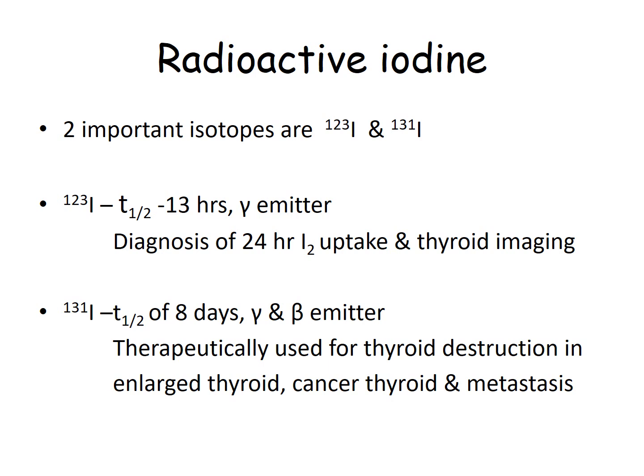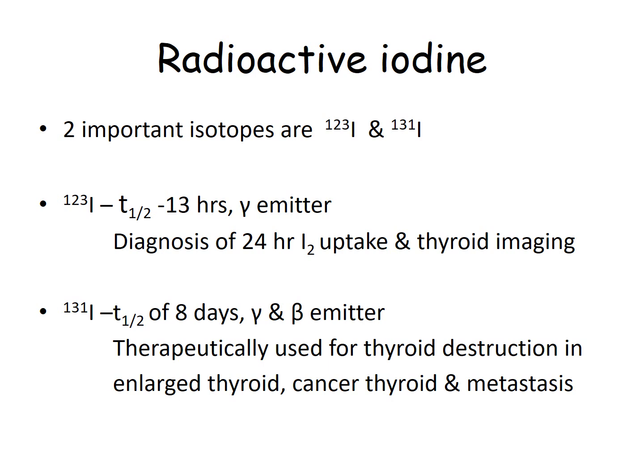Even though it is called a half-life of 13, it is 13 hours only, and it is a gamma emitter. That's why it is mainly used for imaging. So for diagnosis of 24-hour iodine uptake and for thyroid imaging we use iodine 123. But iodine 131 is somewhat different. It has a half-life of 8 days, and along with gamma it can emit beta. So it is a gamma and beta emitter.